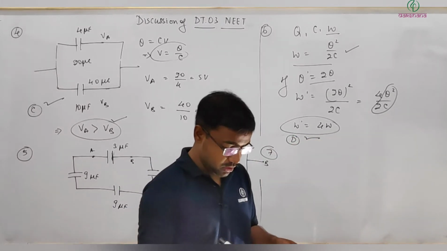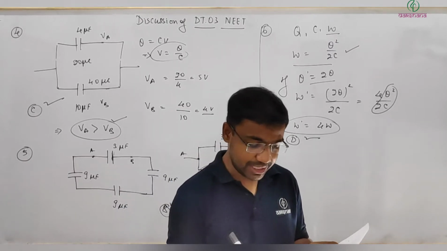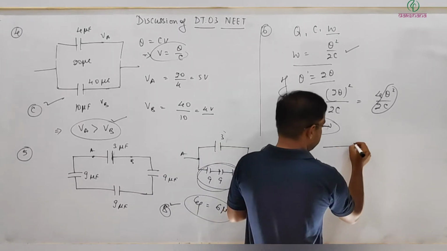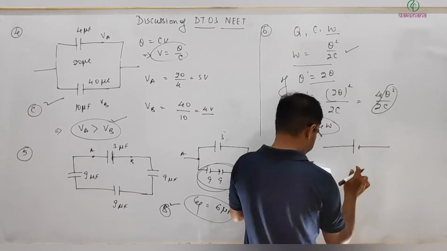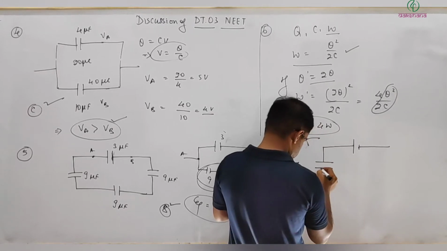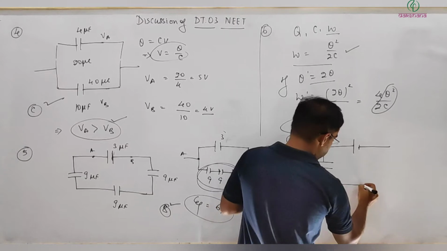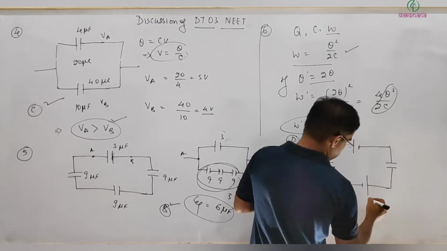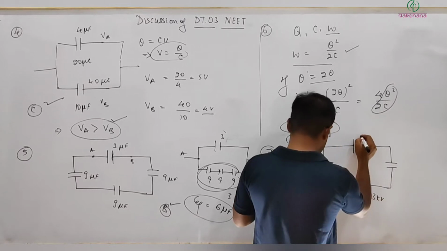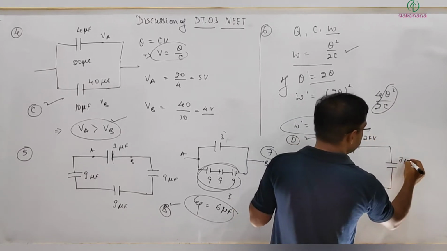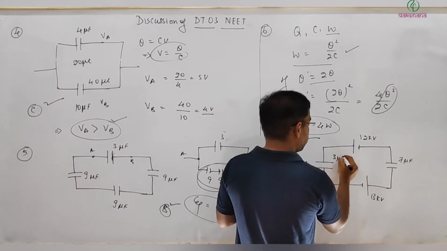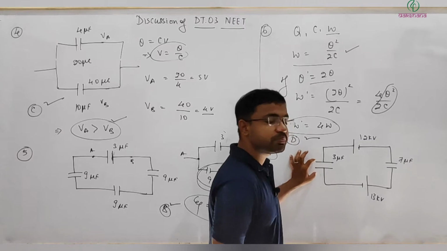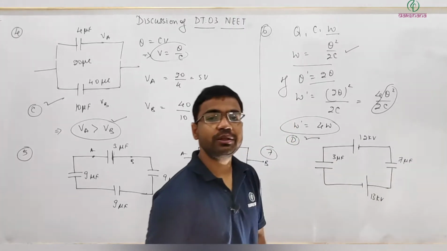Next, question number 7. In the circuit diagram given below, find the value of the potential difference across the plates of the capacitor. For this, the problem shows a battery and a capacitor, and another battery and another capacitor. The batteries are 13 kilovolt and 12 kilovolt, and the capacitors are 7 microfarad and 3 microfarad. You are asked to find the potential difference across this capacitor.